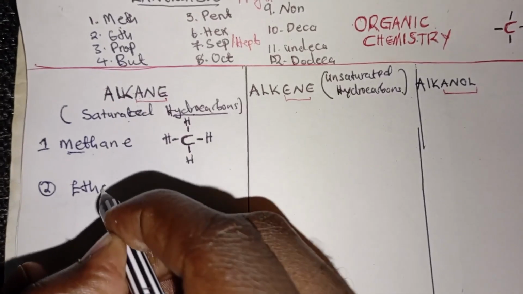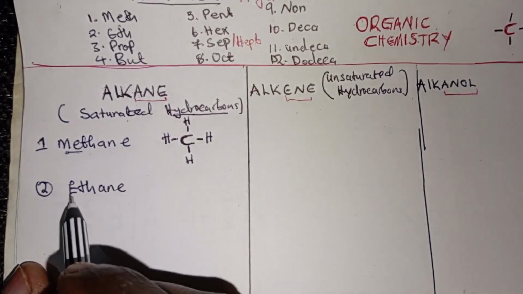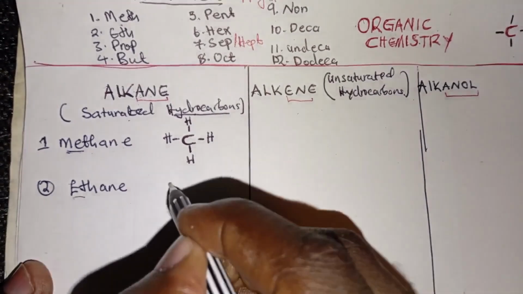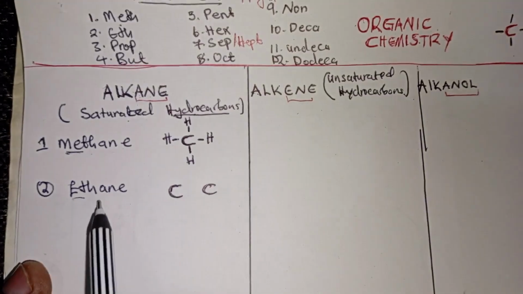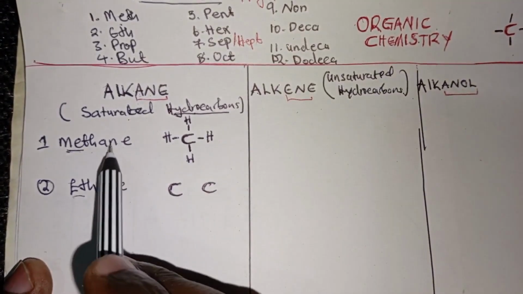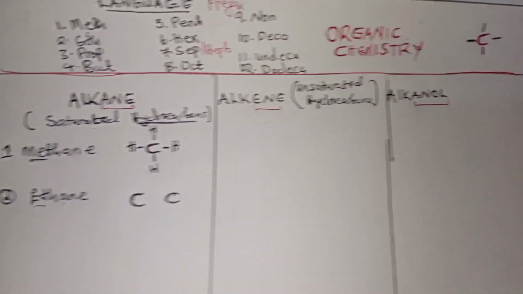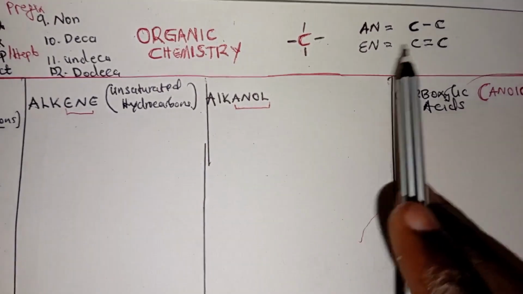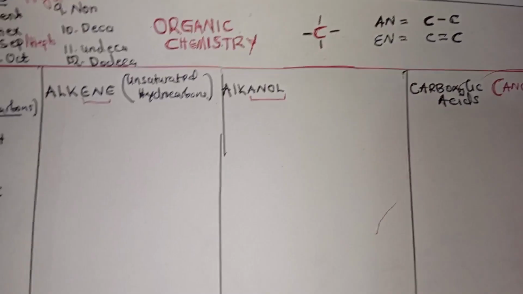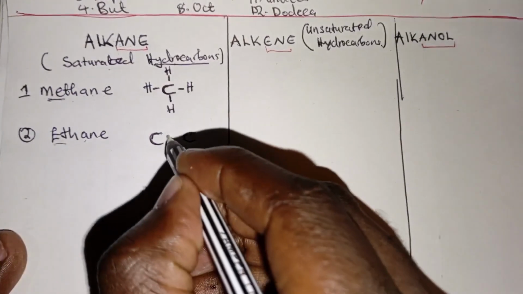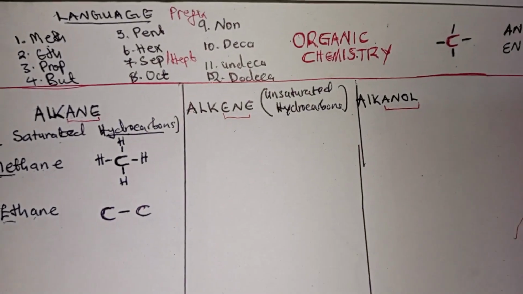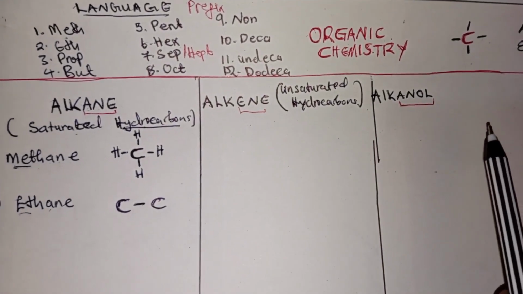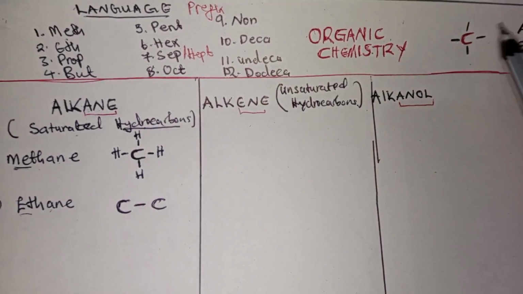The suffix is ANE. Eth means what? 2 carbon atoms. So you're going to write 2 carbon atoms. Now, since there's AN here, what did we say? AN means there is only one bond, a single bond. So we're going to put a single bond here. Now remember, carbon can form how many bonds? 4, okay? There should be 4 bonds.